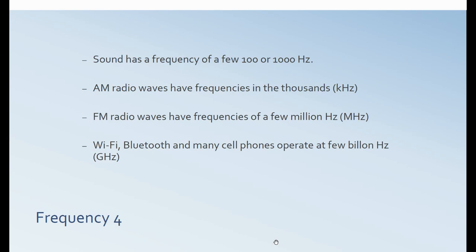But if we look at things like AM radio waves, those have frequencies in the kilohertz, in the thousands. FM radio waves have a frequency of millions, megahertz. And then the Wi-Fi we use to connect our devices to the internet, Bluetooth, so that your phone can talk to your wireless speakers, or your cell phone, they operate at billions of hertz or gigahertz. So a few years ago, for instance, the standard for Wi-Fi and cell phones was 3G. Then it was 4G, and now we have networks and devices that work on 5G.